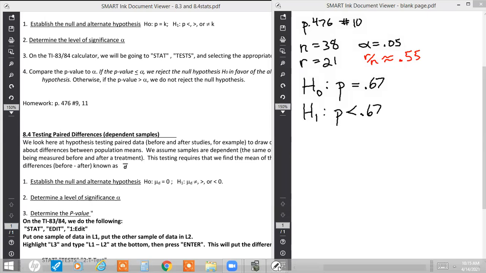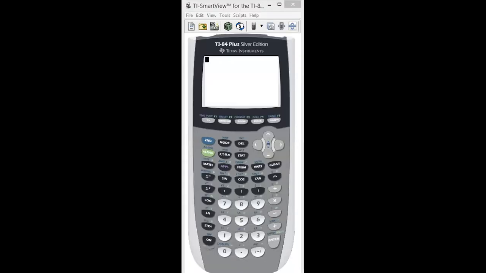Now to do this, again, because of Wi-Fi issues, I'm going to stop share and I'm just going to share my graphing calculator. So give me just a minute. Screen, graphing calculator, here we go. You should be seeing a graphing calculator up there now.